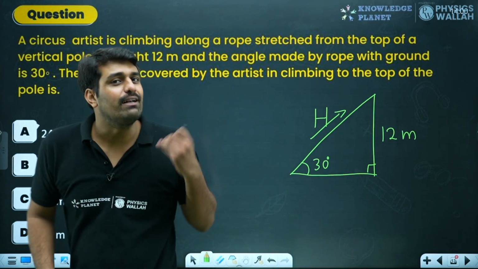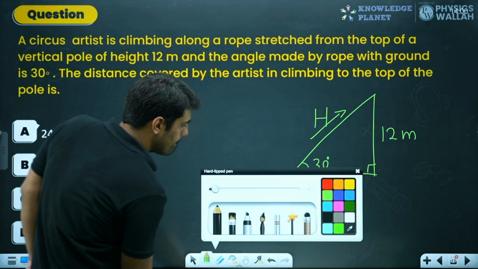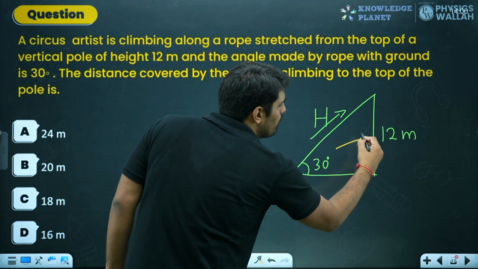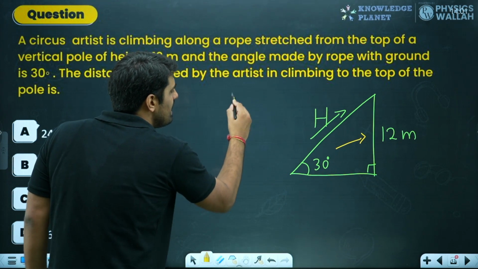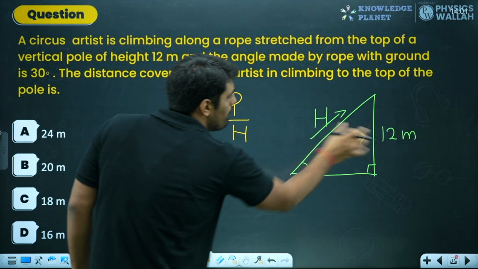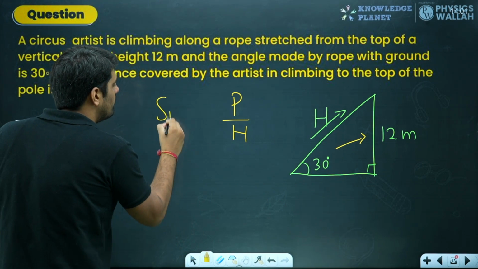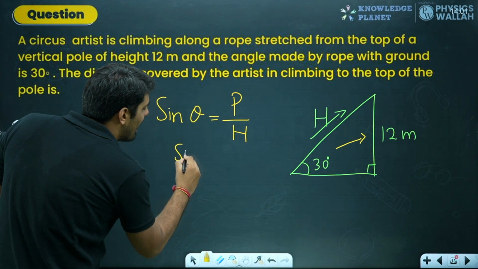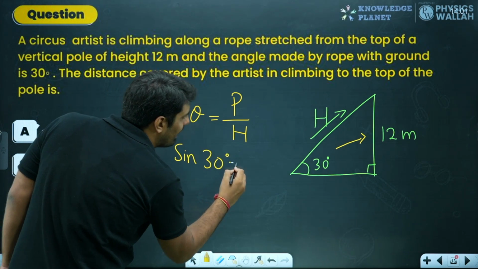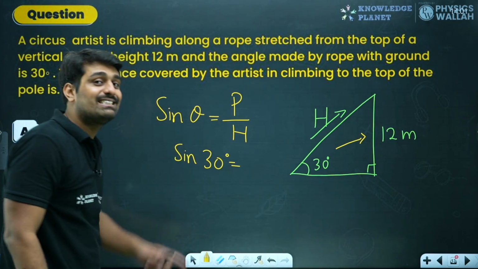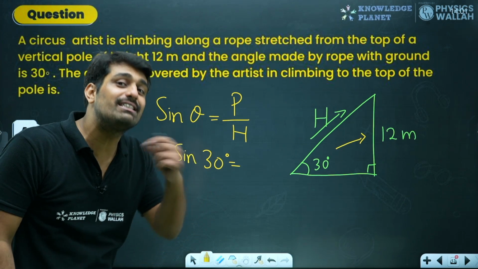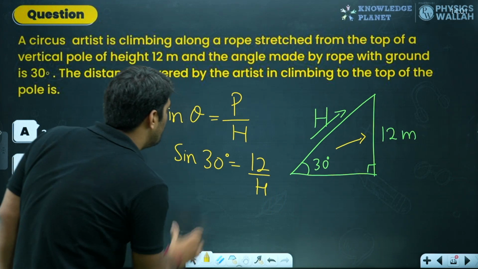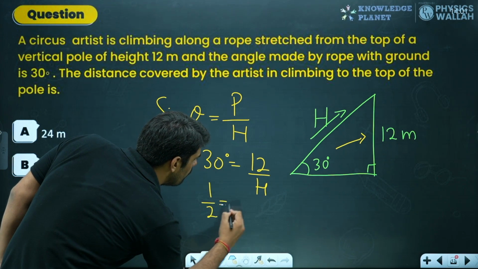Think about it. What kind of a relation can we use? Perpendicular and hypotenuse, because this is the opposite side. So perpendicular by hypotenuse, P by H. So this is the relation which we can use. P by H is the relation of sine theta. Sine theta is equal to P by H. Angle is given to me as 30 degree. Sine of 30 degree is, the perpendicular value this time is given. Last time it was not given, last time it was asked. This time it was given to me. So this is given to me as 12 by H. Let me put the value. This is 1 by 2 equal to 12 by H.